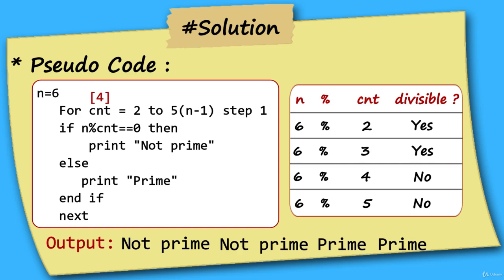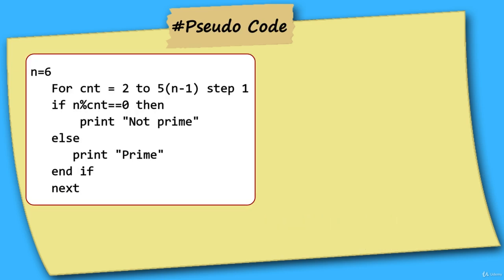What we want is that from 2 to 5, no number should divide this given number, then only it is a prime number. In such a case, what you can do is take an additional variable. In programming, this is called a flag variable.